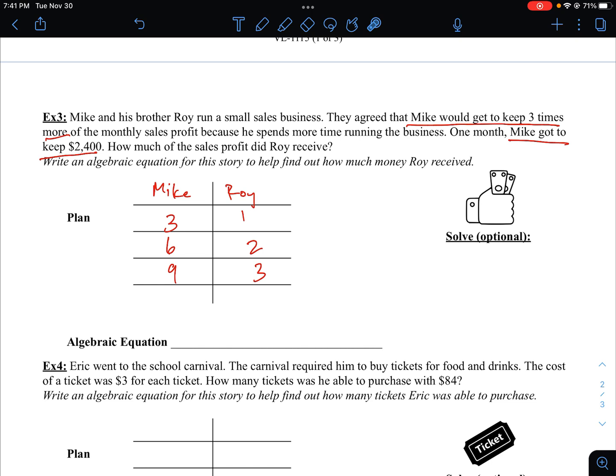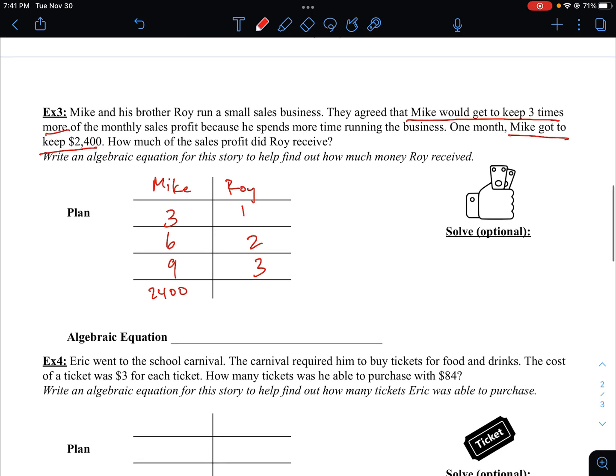Let's use this last slot to put in the information we know. Mike got to keep $2,400. So where do we put $2,400? Under Mike or Roy? Well, under Mike, because we know he's the one who got to keep $2,400. So how much did Roy make? That's the question we're asking. How much did Roy receive? We don't know, so we're going to use the variable R.